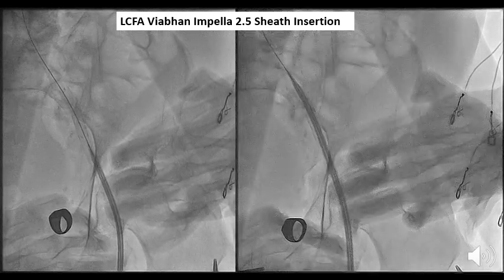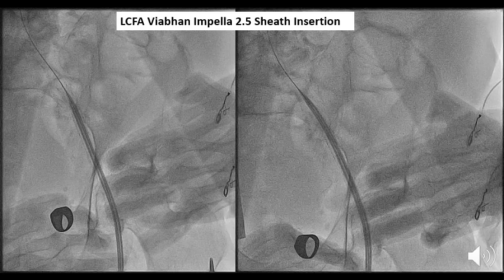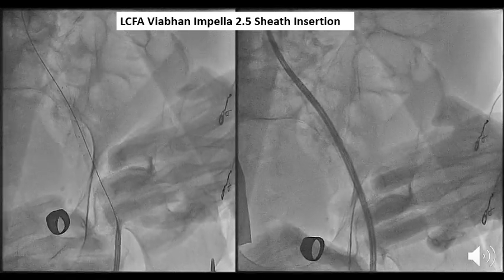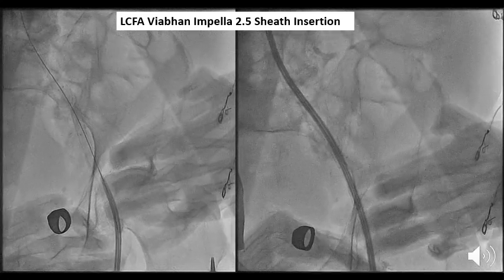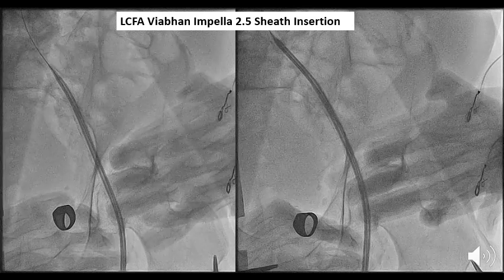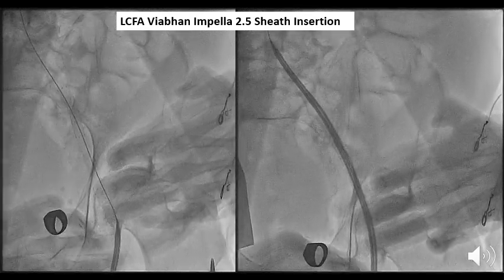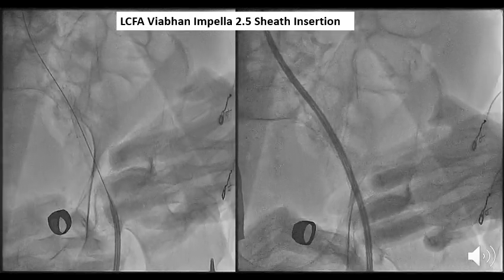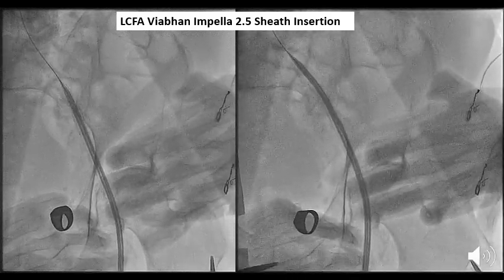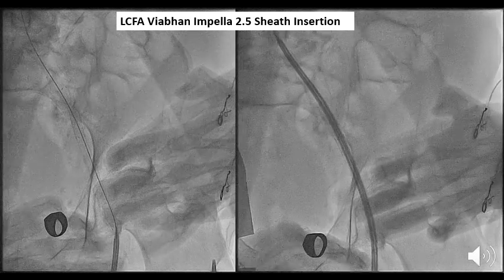In this case, predilation of the vascular access in the left common femoral artery is performed using sequential 8, 10, and the Impella sheath dilator for the 2.5 Impella, that is the 12 French sheath, and you see the successful dilation, followed by Impella sheath insertion successfully achieved.